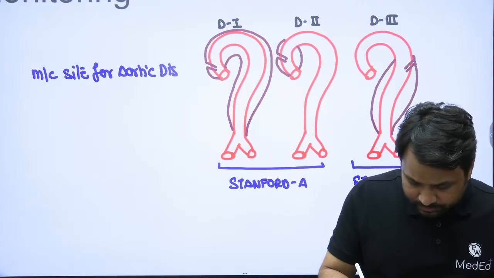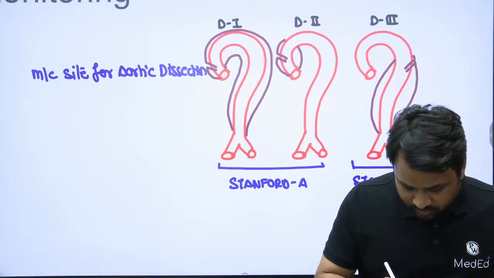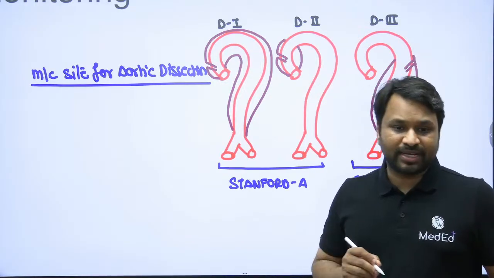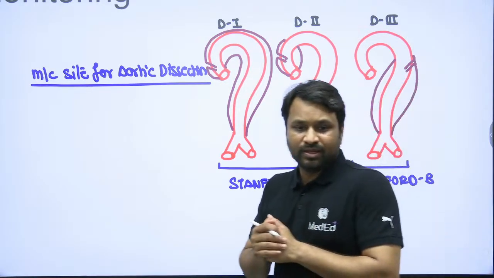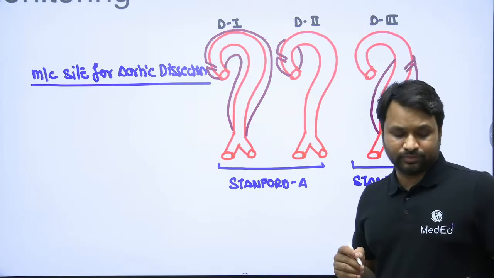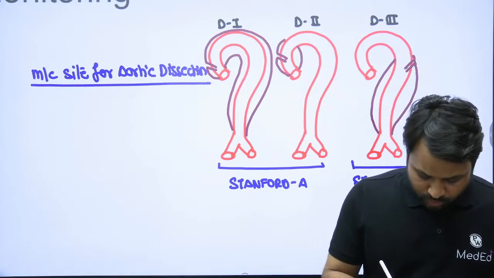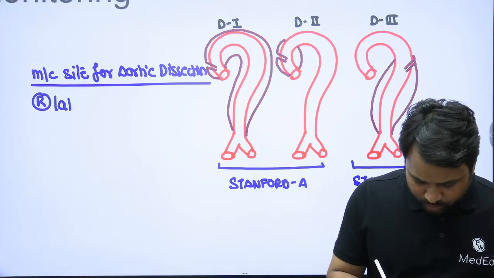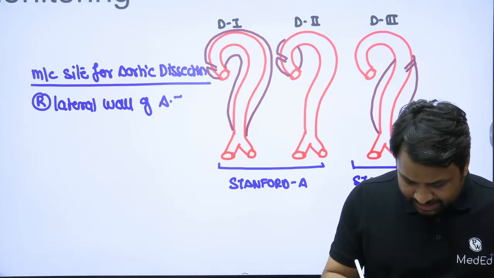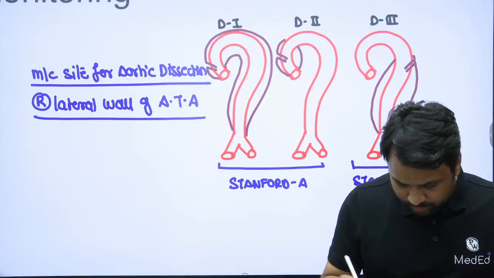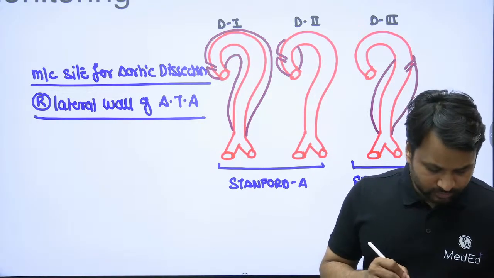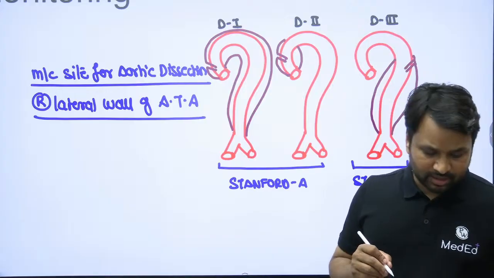Any takers? If you're writing your NEET PG exam, this is like a piece of cake for you. What is the most common site for aortic dissection? Thank you, Nagesh. It is the right lateral wall of the ascending thoracic aorta. Clear? So this is the overall most common site.